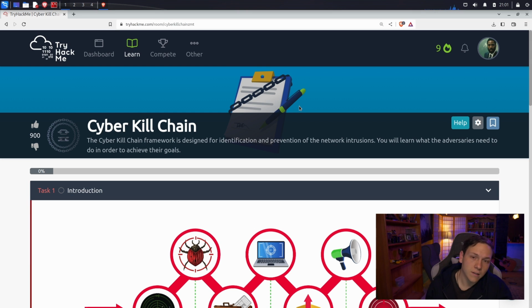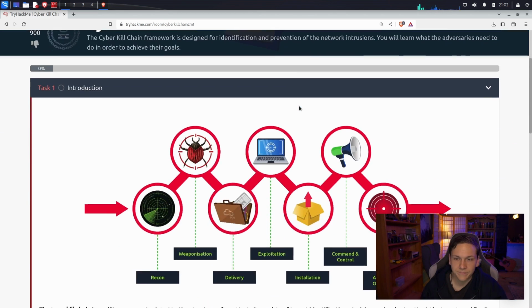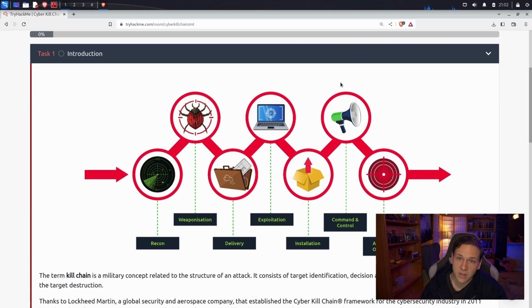Cyber kill chain. The cyber kill chain framework is designed for identification and prevention of network intrusions. You will learn what the adversaries need to do in order to achieve their goals. Introduction. So here we have an image of what the cyber kill chain looks like and what it depicts in terms of what we're going to cover in this room.